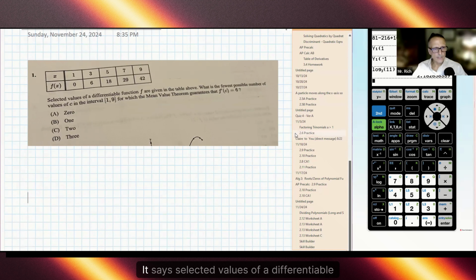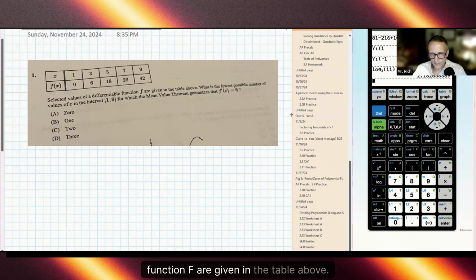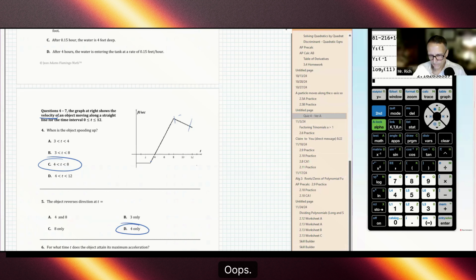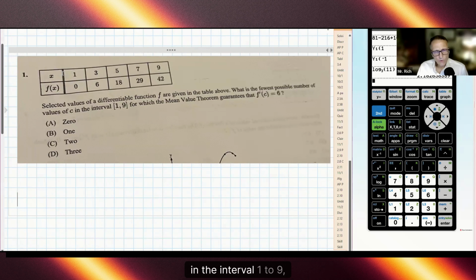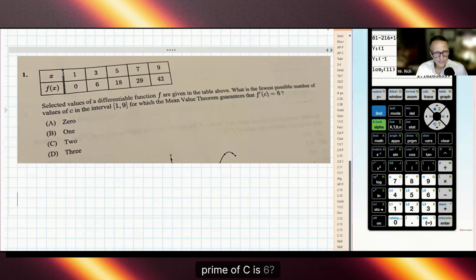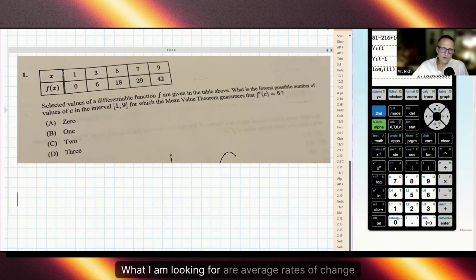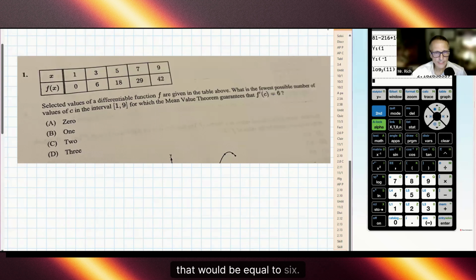Number 1, it says selected values of a differentiable function f are given in the table above. What is the fewest possible number of values of c in the interval 1 to 9 for which the mean value theorem guarantees that f prime of c is 6? That's a good question. What I am looking for are average rates of change that would be equal to 6. So I'm going to look at all possible combinations here.